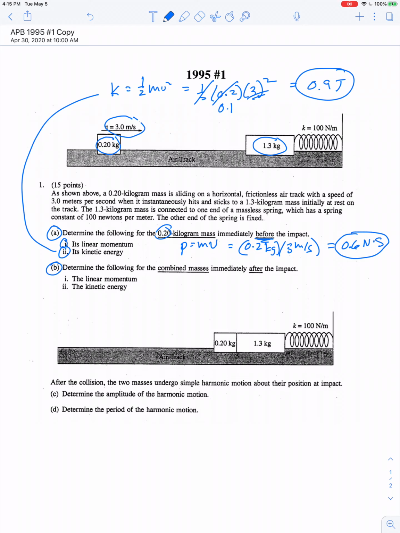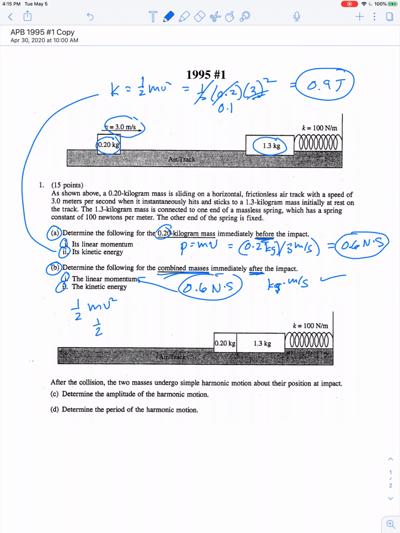Part B. Now, for the combined mass when they stick together immediately after the impact, what's the linear momentum and what's the kinetic energy? Well, we really don't need to do any calculation to find the linear momentum. The concept is that momentum is conserved, so the answer has to be 0.6 Newton seconds. If you prefer the units of kilogram meters per second instead of Newton seconds, that's fine. Those are equivalent units.